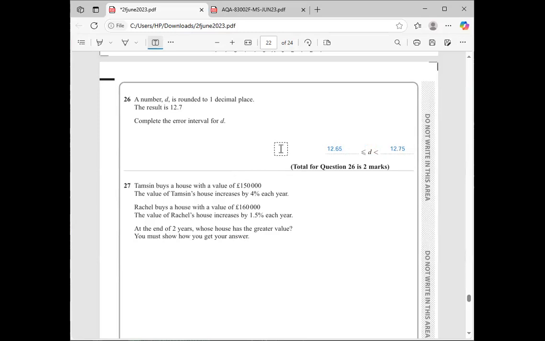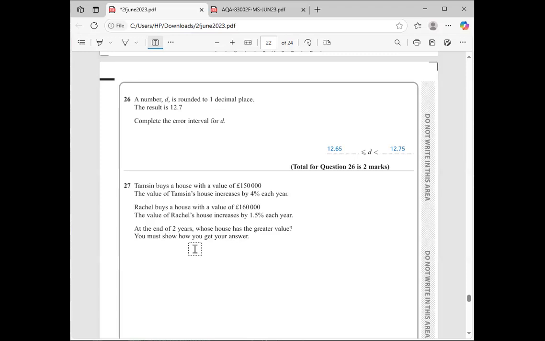Okay. All right. So let's look at number 27. Number 27 says Tamsin buys a house with a value of 150,000 pounds. The value of Tamsin's house increases by 4% each year. Okay, so take note of that. Rachel buys a house with a value of 160,000, and the value of Rachel's house increases by 1.5% each year. At the end of 2 years, whose house has the greater value? You must show how you get your answer.